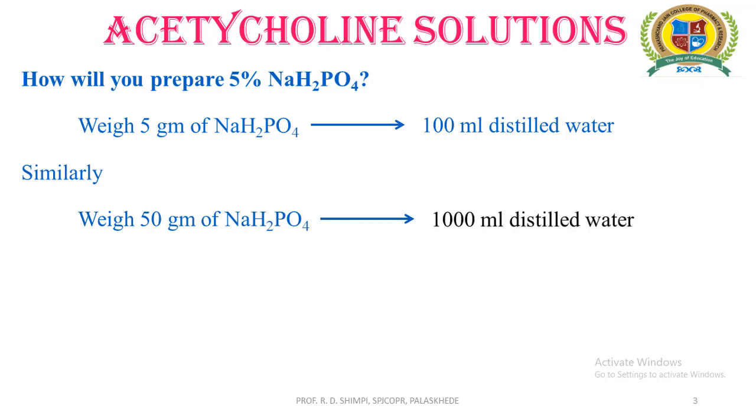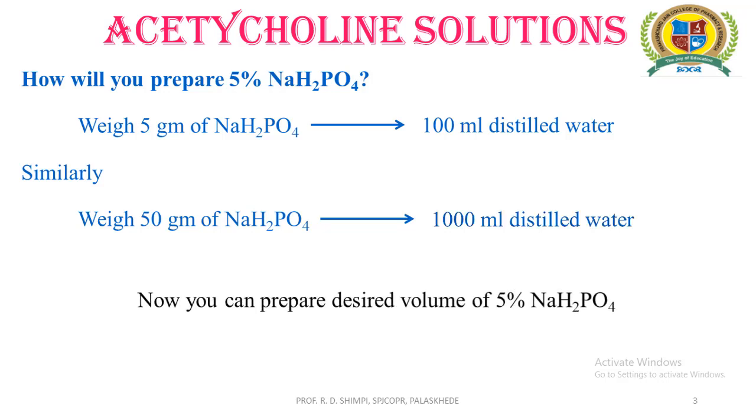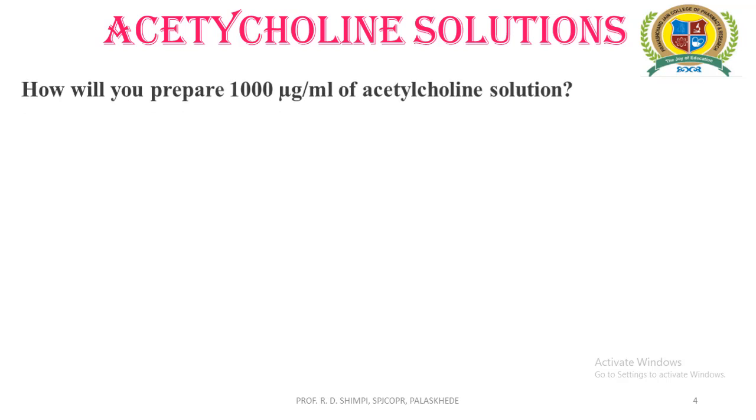So you should come to know how much volume of 5% NaH2PO4 has to be prepared. Based upon that, we will carry out simple calculations and find out how much sodium dihydrogen phosphate has to be weighed and how much volume of distilled water has to be measured. Now we can prepare any desired volume of 5% NaH2PO4. So once we prepare the NaH2PO4, we can proceed to the preparation of the acetylcholine solution.